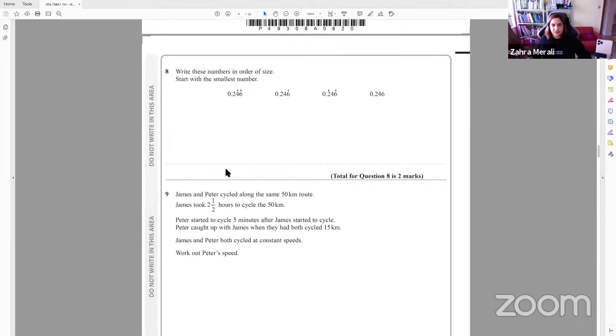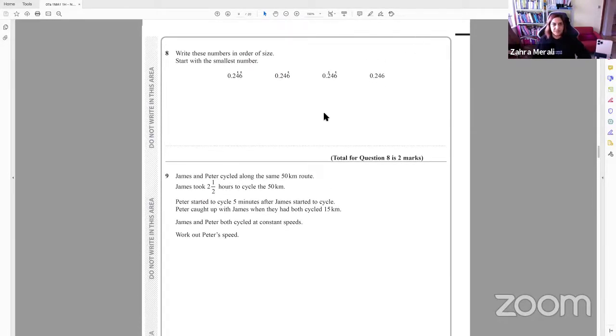Write these numbers, let me move my face that way. Write these numbers in order of size. So how would you go about it? I extend them slightly to make sure I understand. So wherever you've got the dots above a number, that's the bit that's repeated. So this is actually 0.2464646... This one's the same as 0.246666... This is a dot on the 2 and on the 6.